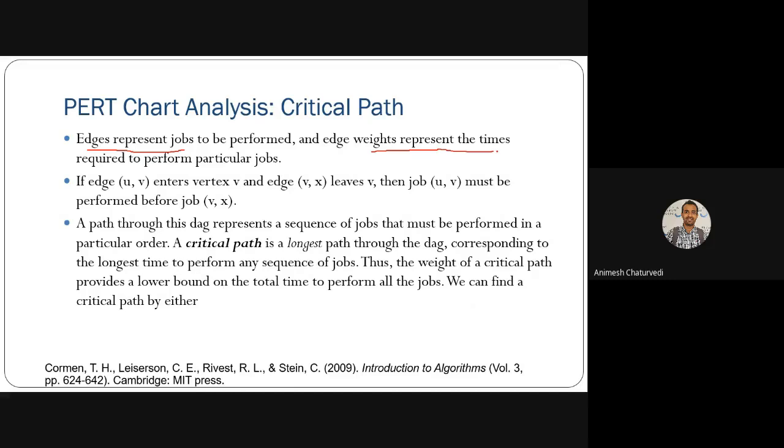For example, there are some dependent jobs as well. You can complete U and V only if you have completed V and X, so the job V comma X is the predecessor of job U comma V. So it depends: some of the activities are required to be performed before some other activities. Then the paths created by them will form a directed acyclic graph that gives us the sequence of jobs that are required to be performed.